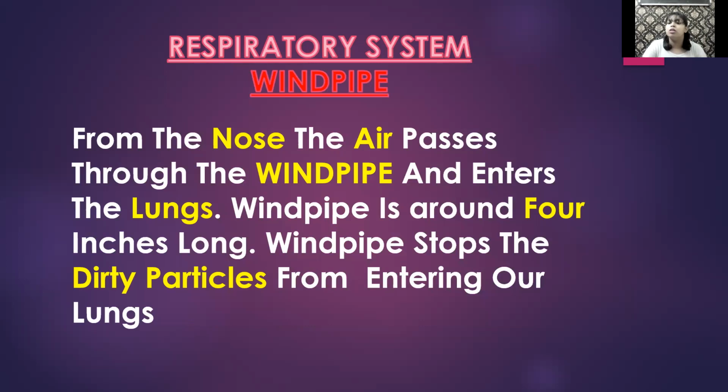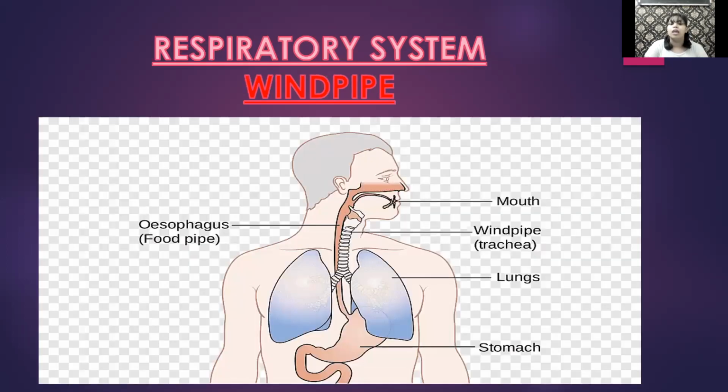So not just the tiny hair and the mucus that is present in our nose, but also this windpipe helps in preventing the dust particles or any particles from entering the lungs. Can you see in the picture here, children? Yes, so this is the windpipe. From the nose, the air comes through the windpipe and it goes into the lungs.